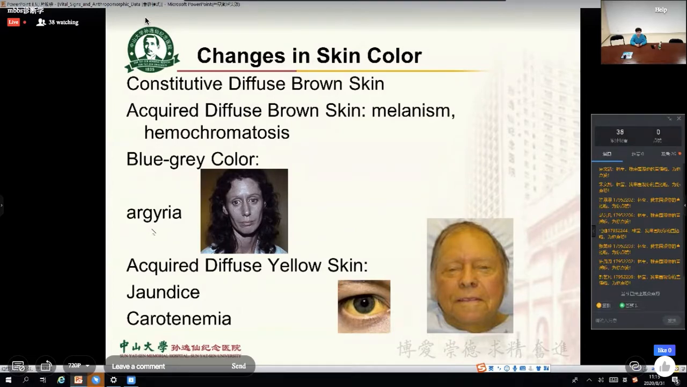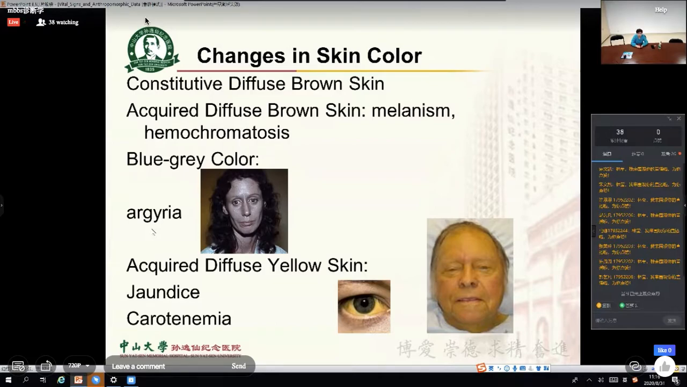Changes in skin color. In some situations, the patient may have constitutive diffuse brown skin. What we call acquired diffuse brown skin is the mannerism. This patient may show diffuse brown skin, such as in hemochromatosis, with excessive iron accumulation under the skin and also in the other organs of the body. If the patient shows a blue-gray color, it is what we call argyria. This is silver accumulation.